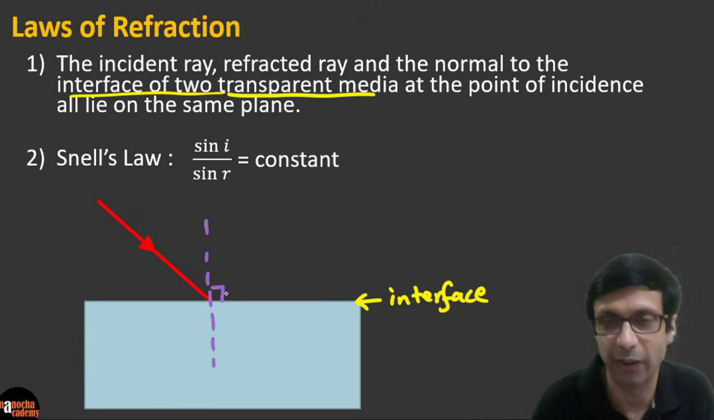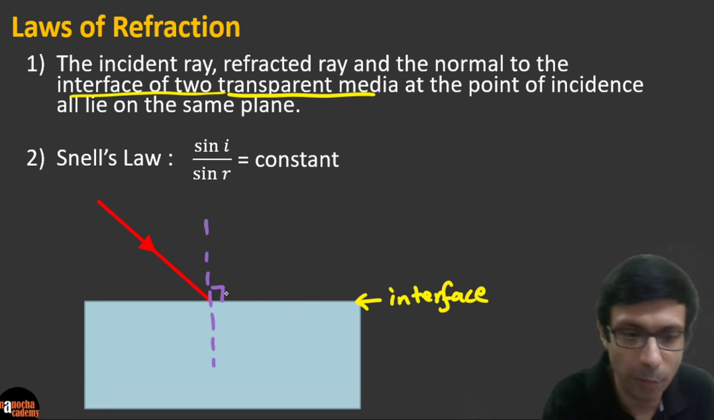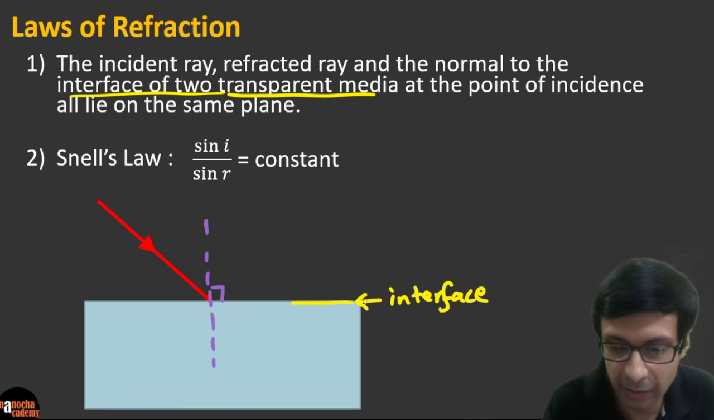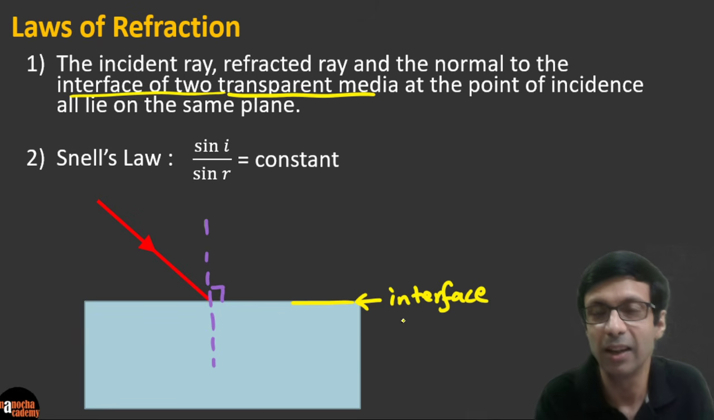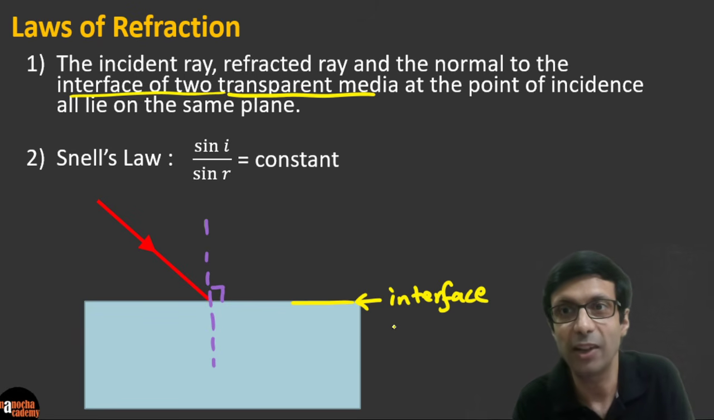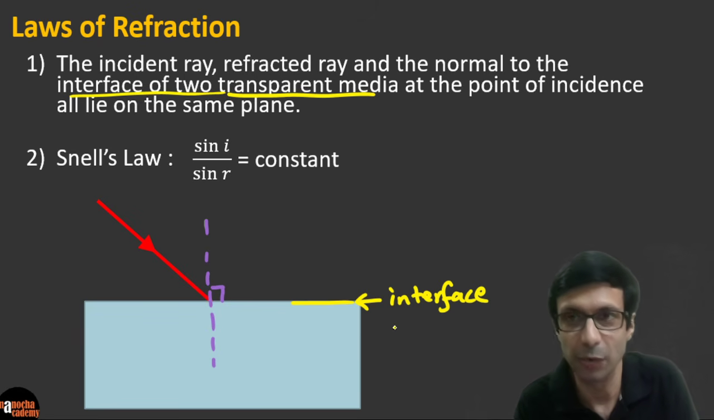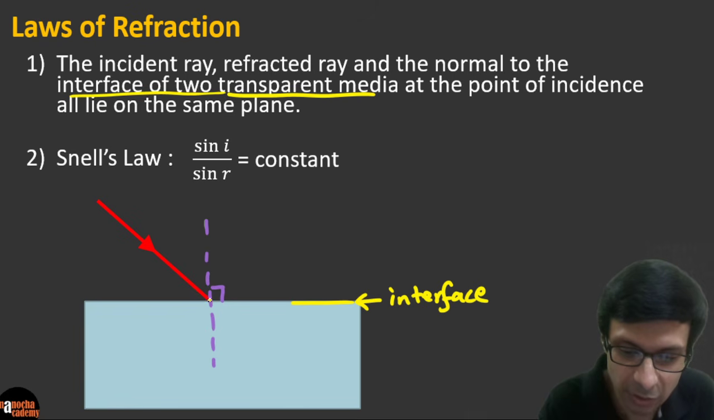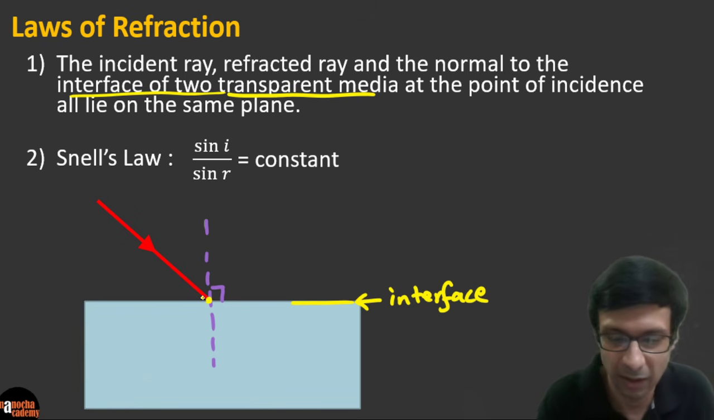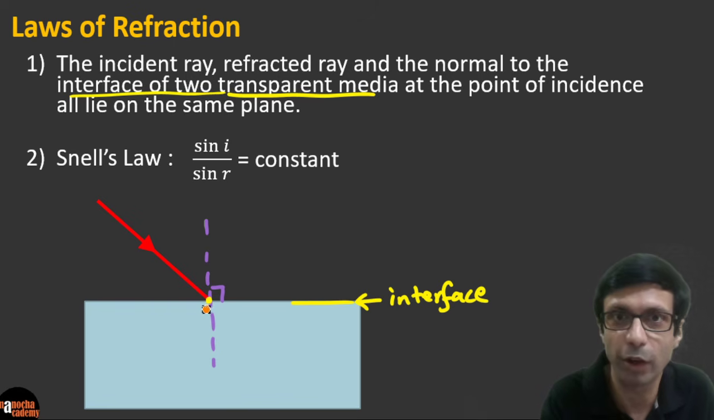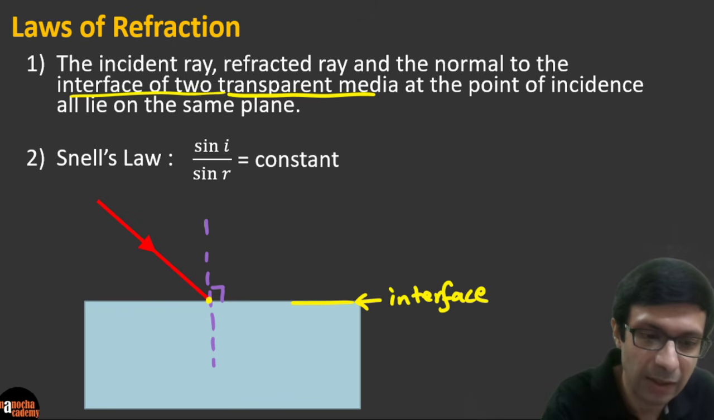That is our 90 degrees, right? So can you see it's normal to this yellow line, this interface, if we just draw the line there. So the incident ray, the refracted ray, and the normal to the interface at the point of incidence. This point here is the point of incidence, can you see? They all lie in the same plane.